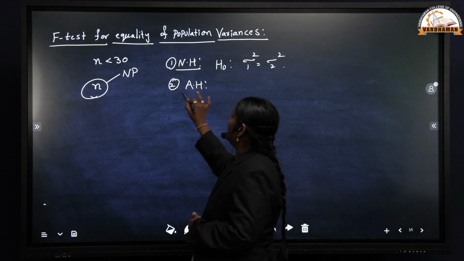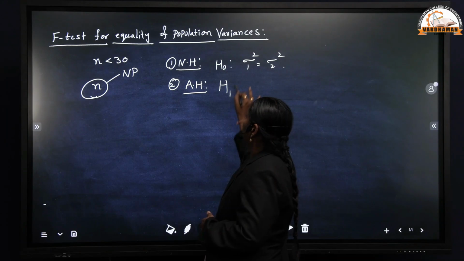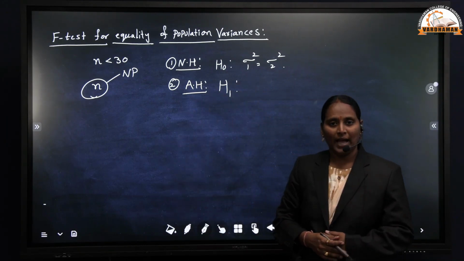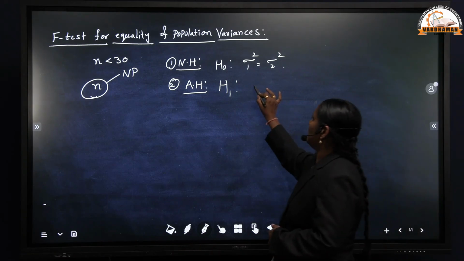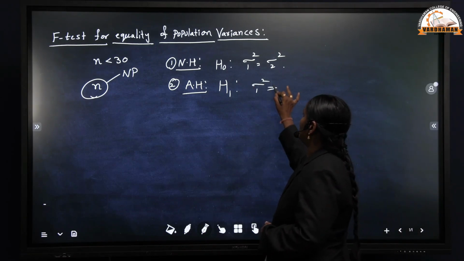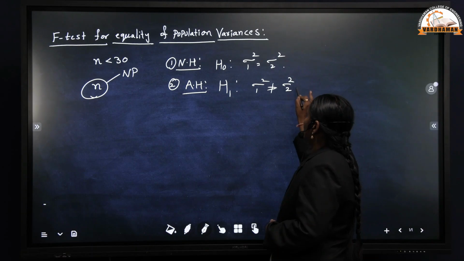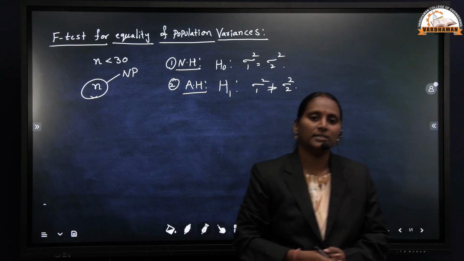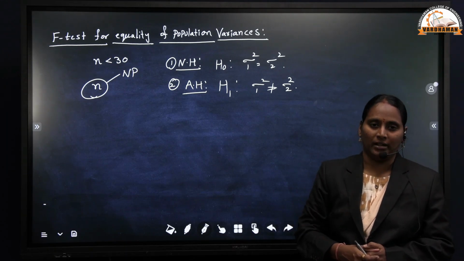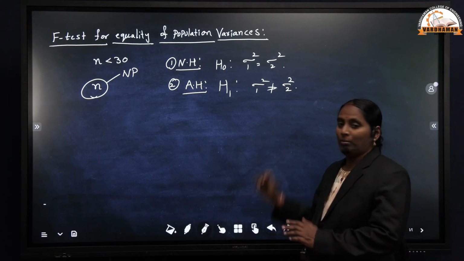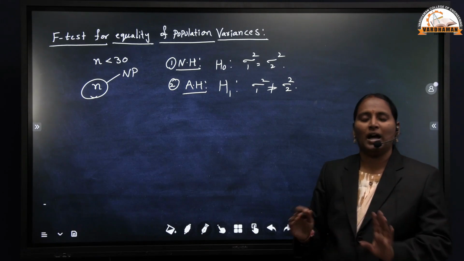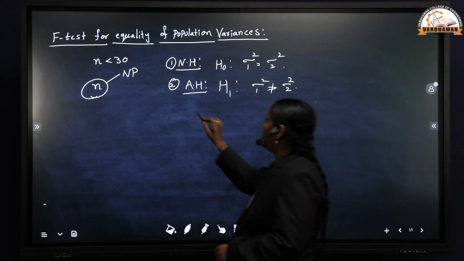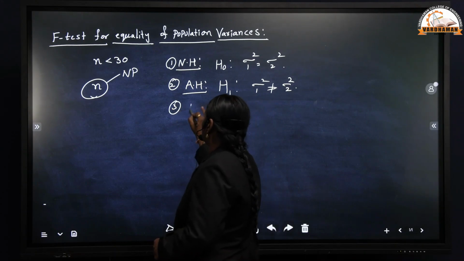The second step is the alternative hypothesis. The statement against the null hypothesis is called the alternative hypothesis. We define it as H1: sigma 1 square is not equal to sigma 2 square. As we studied in the earlier cases, we have two-tail test, right-tail test and left-tail test. Based on the given problem, we define the type of alternative hypothesis.